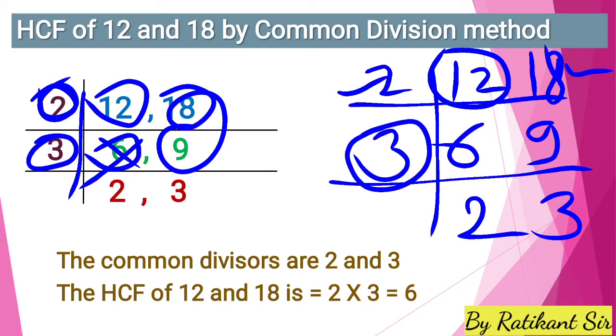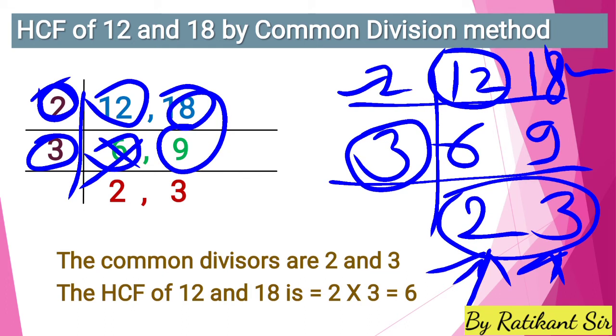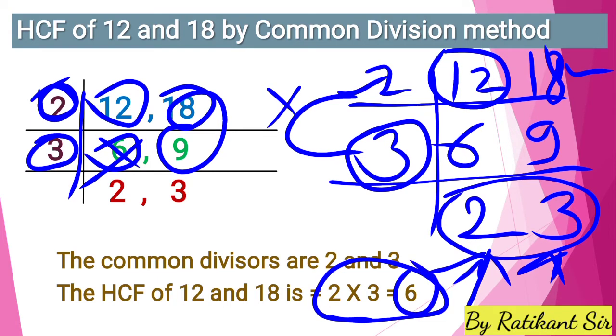It means that 2 and 3 are in the last row, right? This 2 and this 3 are not divisible by any number. It means they have no common divisor. The common divisors are only the ones on the left, 2 and 3. So we have to multiply them. After multiplication, you will get 6 again.